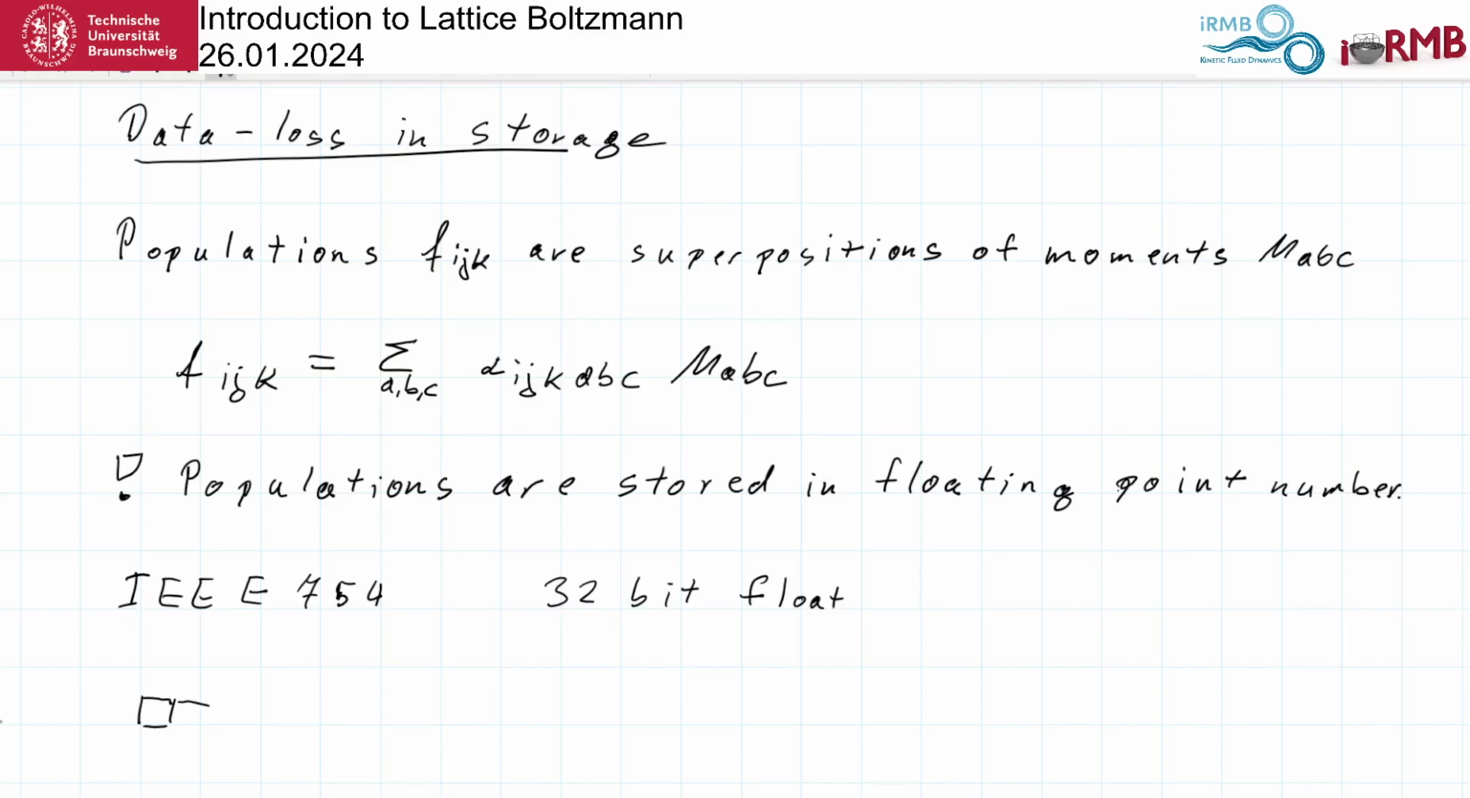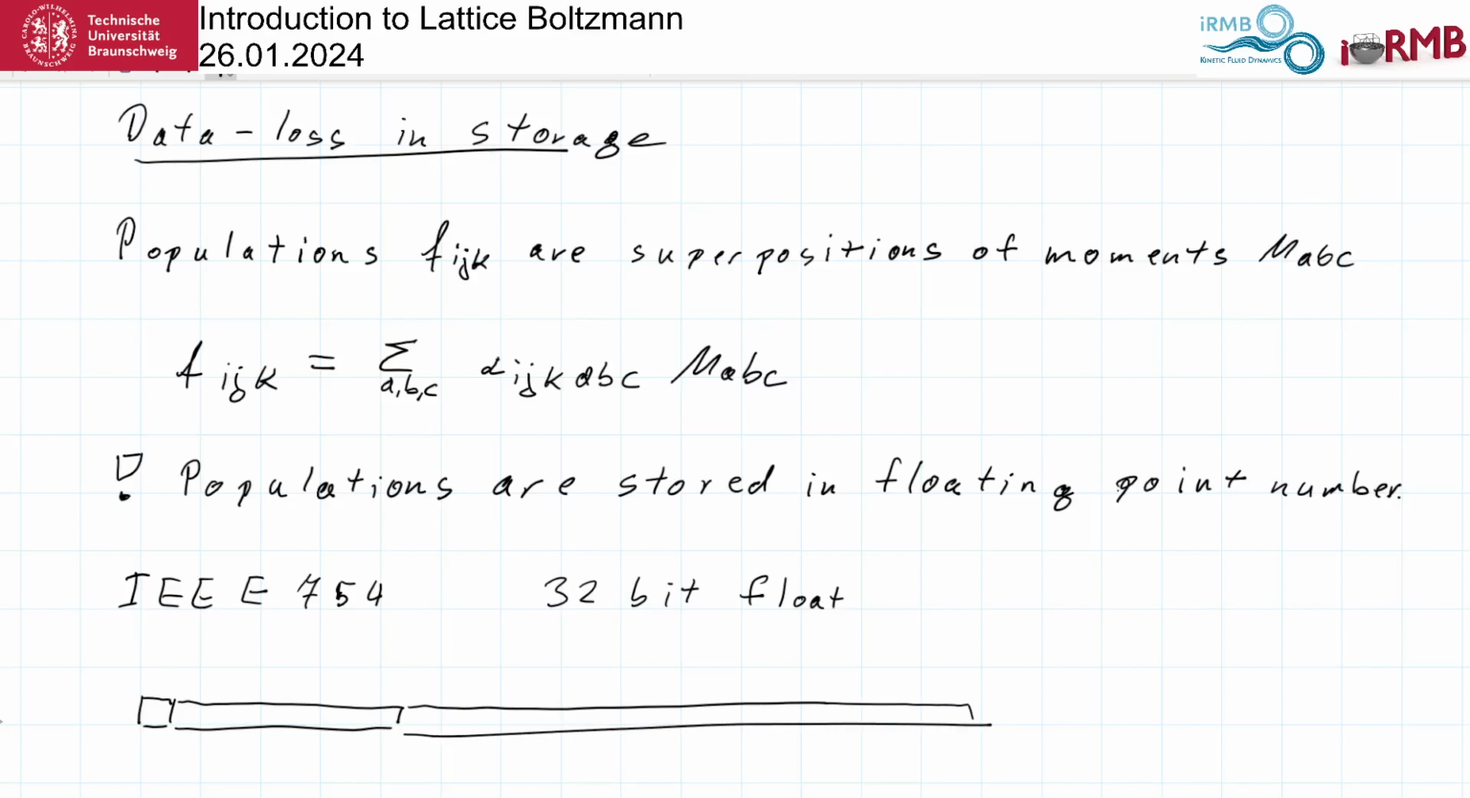So how does such a floating point number look like? I'm just guessing the size. Say this here is 1 bit. So these are the bits. There are 32 bits, of which the first bit is the sign. It's just saying whether this is a positive or negative number. And then there are 8 bits for the exponent.